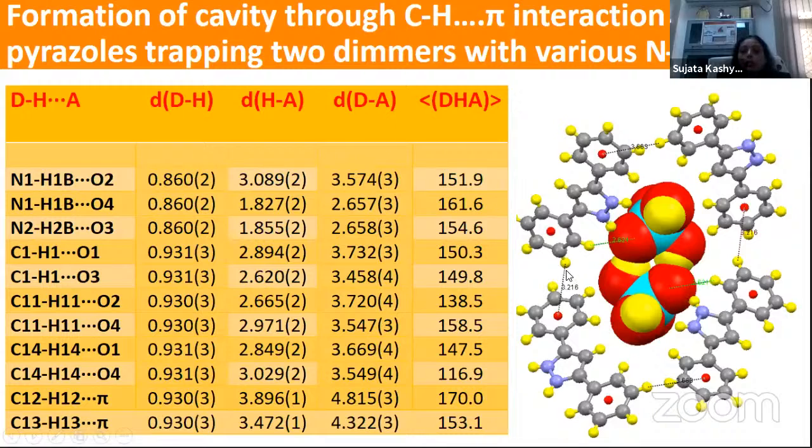Then D and A. So we have to draw a distance between this donor atom and this acceptor atom. Then we calculate this distance. This is the distance of donor and acceptor atom. And then comes the angle of donor, hydrogen, and acceptor. This is the donor, this is the hydrogen, and this is the acceptor, so this will be angle DHA. These are the four important things we have to note for making a short contact table.